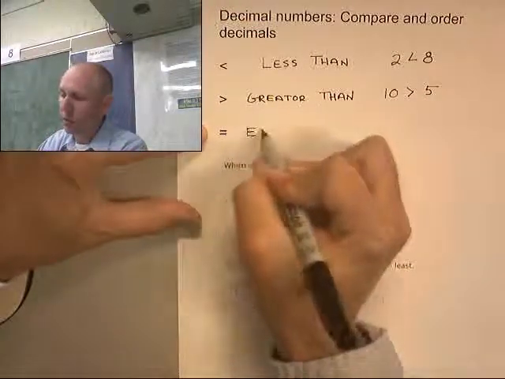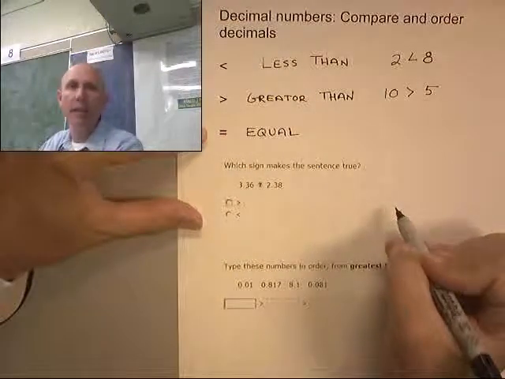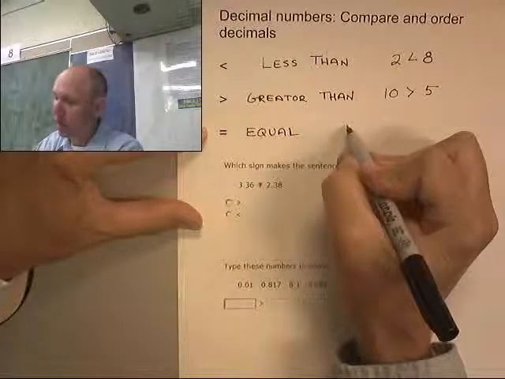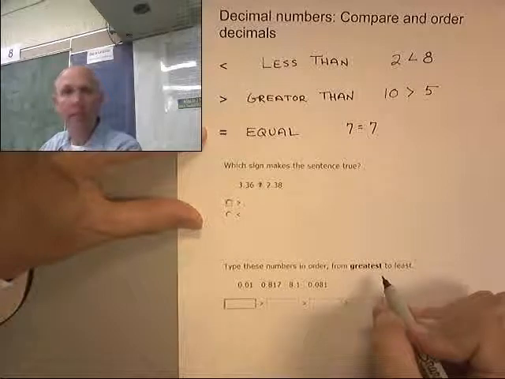And this is the equal symbol. It is always the equal symbol. We could go maybe 7 equals 7.